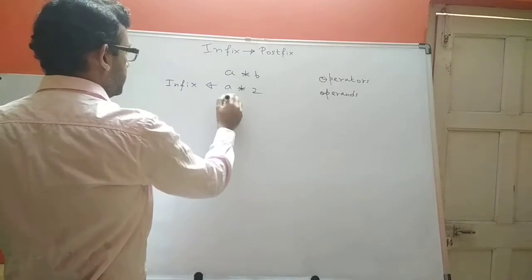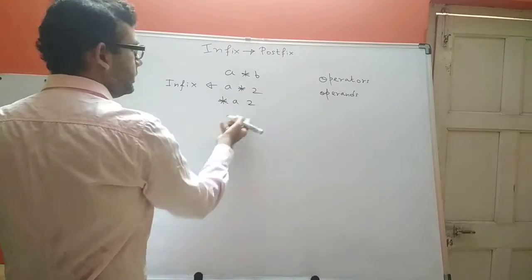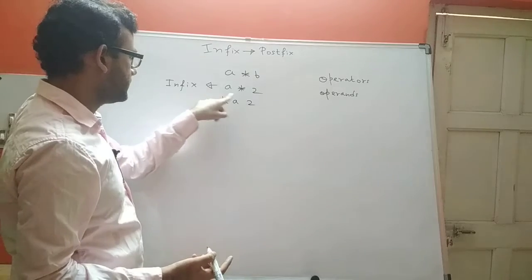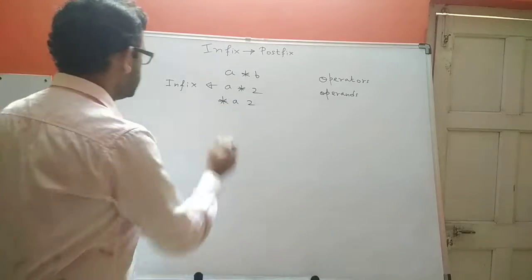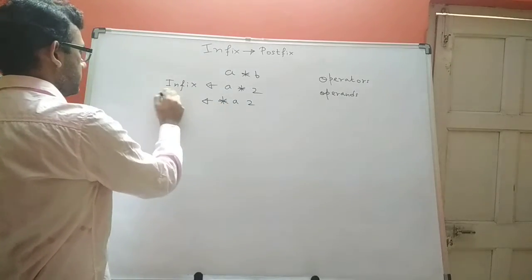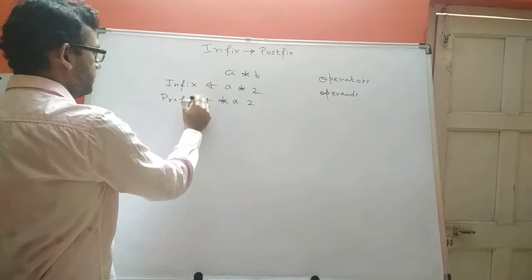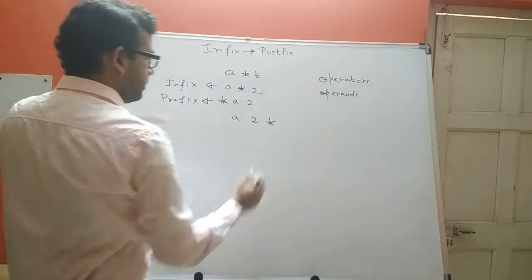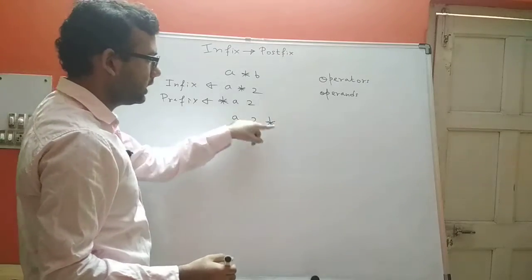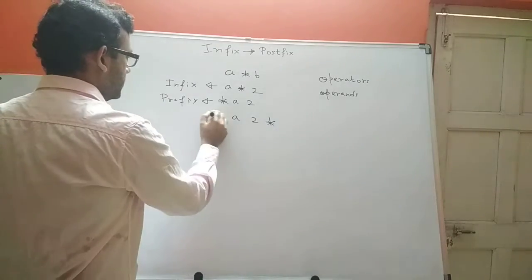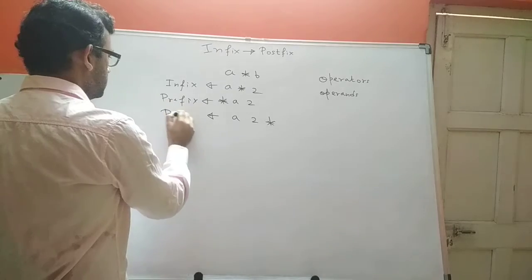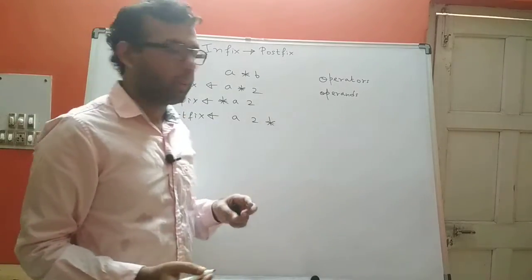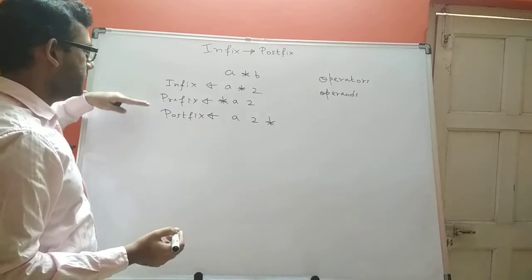If the operator appears before the two operands, as you can see, now I've taken this operator star and I've placed it before my two operands, this is known as a prefix expression. And if the operator appears after the operands, then it is called a postfix expression. So this is infix, this is prefix, and this is postfix.